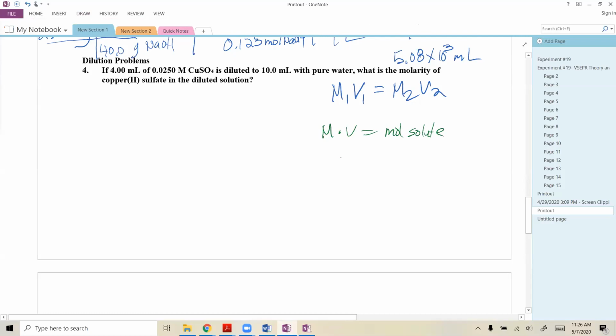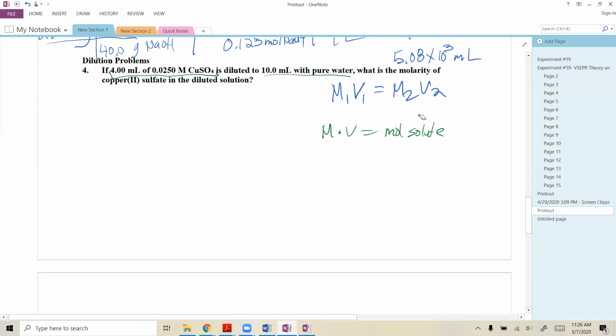For our dilution problems, the moles of solute in solution 1 is equal to the moles of solute in solution 2. So if we read through this question, they're saying that we are taking that solution and just adding in pure water. So the amount of the copper sulfate in it doesn't really change. The only difference is the volume of space that the solution occupies has gone up. And so this equation, M1V1 equals M2V2, is based on the idea that the moles of the solutes are equal to each other.